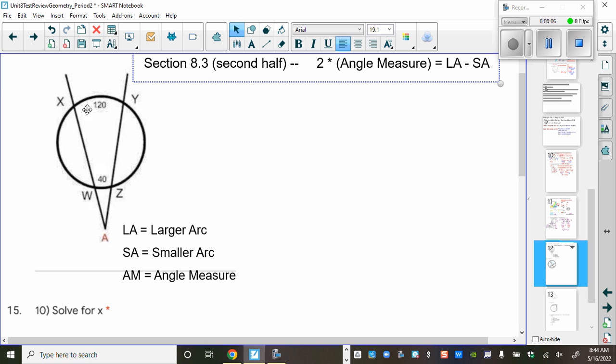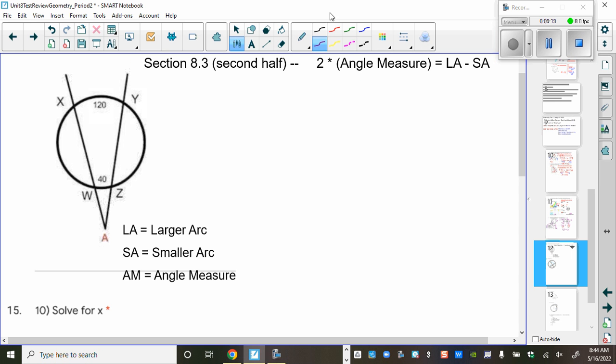All right, so problem like this. How do we identify this problem? What's our larger arc, smaller arc, angle measure? What do we have here, folks? What's what? Well, do we have the angle measure? You're right, we don't have that, no. You have a larger and a smaller arc. That's right. Angle measure is your x.